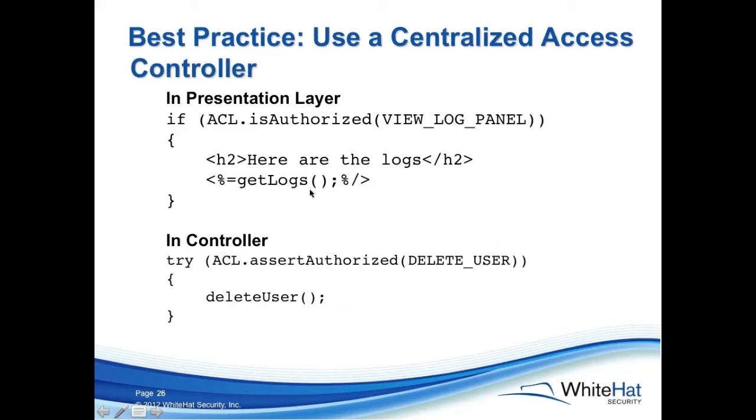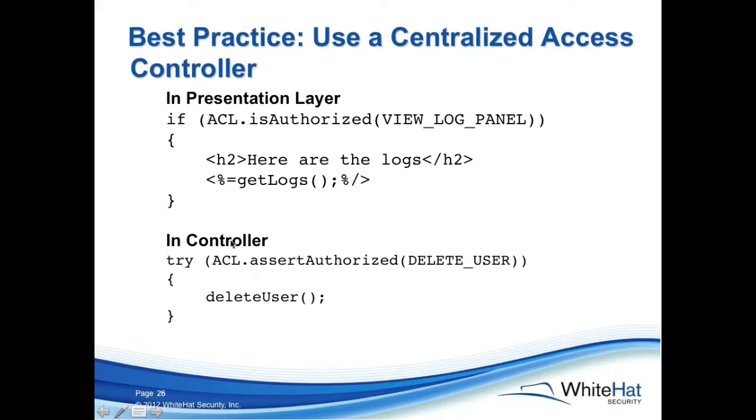Here we see an access control chunk of code, an access controller, being used in both the presentation and the server-side controller layer. In the presentation layer, we're doing an access control check to see if the user is allowed to look at the log panel. And in the presentation layer, if there's a failure here, no problem. If the user is not authorized to view the log panel, then we just don't show the link.